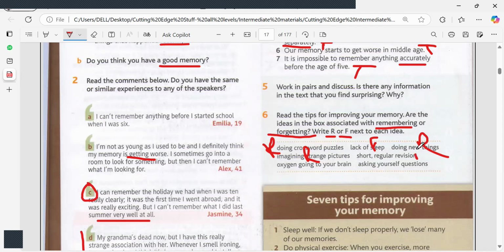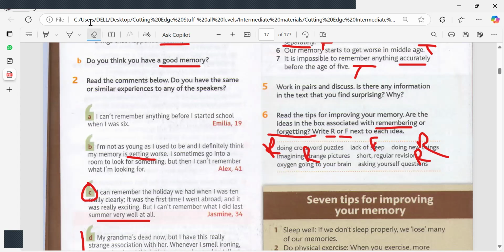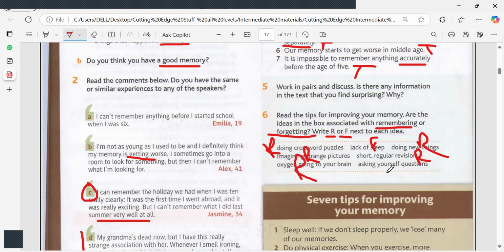Revision. Regular, when you revise your lesson. That's why I ask you to revise before the test. Remembering: oxygen going to your brain. R, remember. Remembering, yes, you are right. Asking yourself questions, R, questions also help remembering.